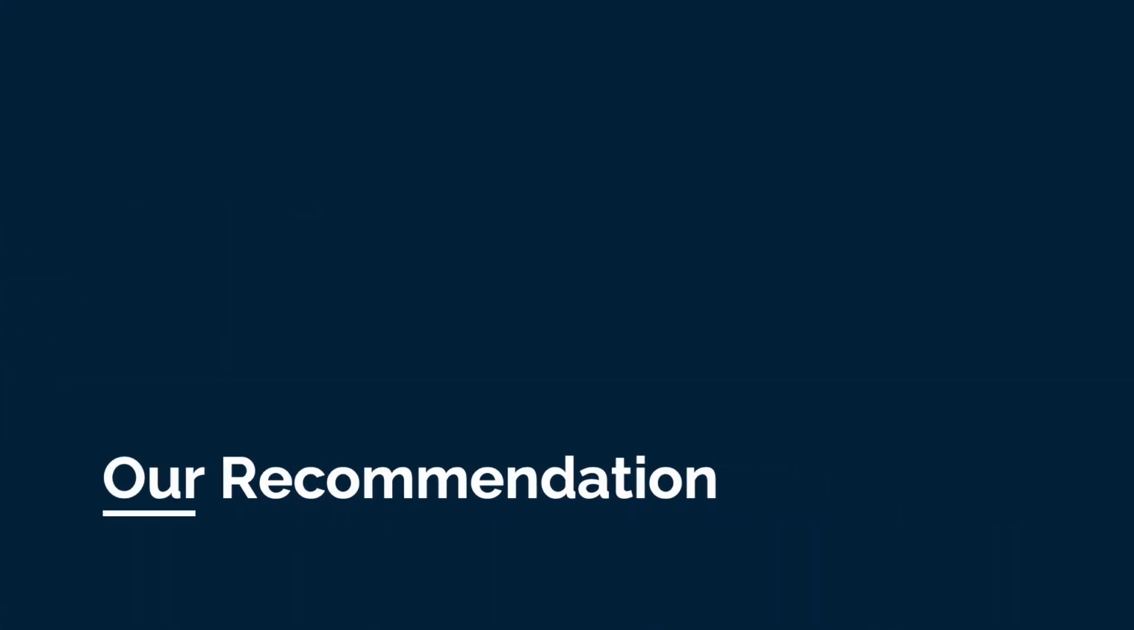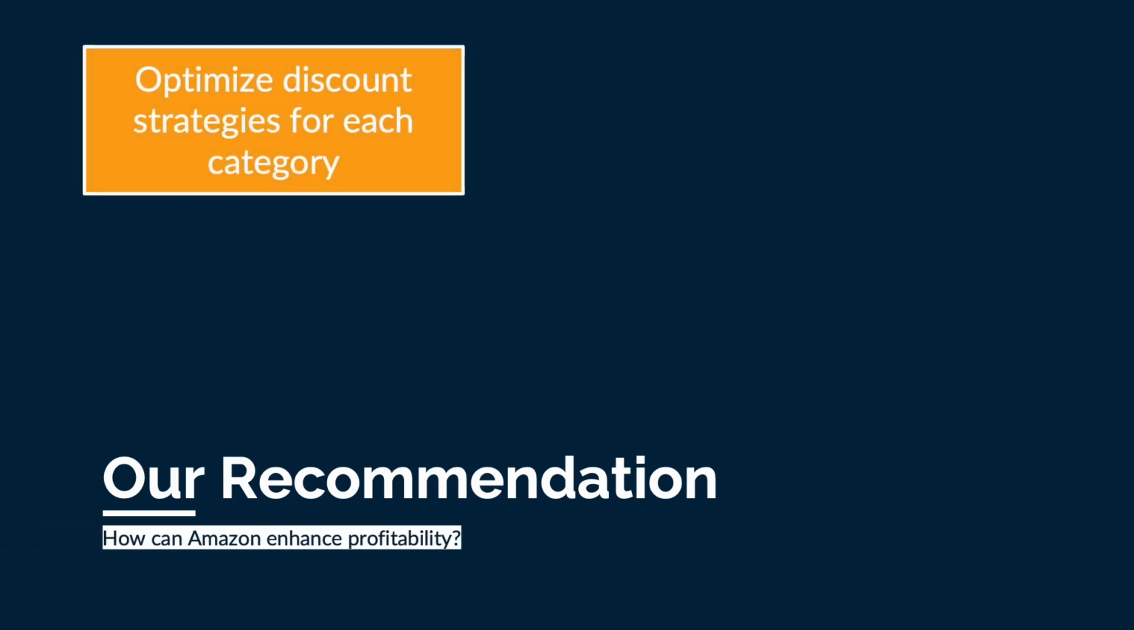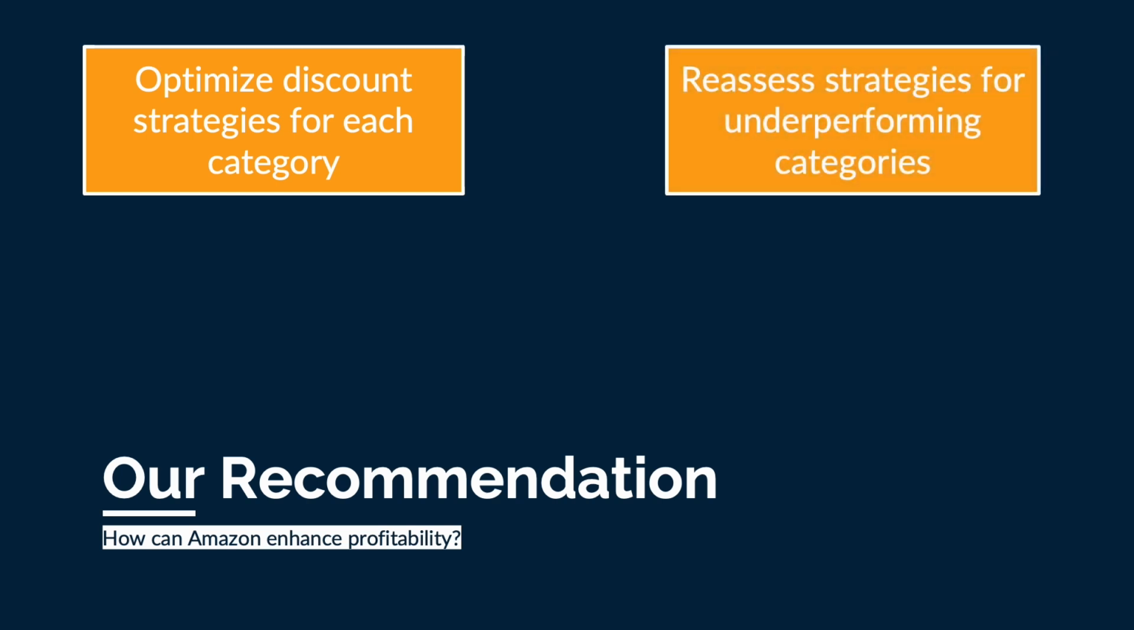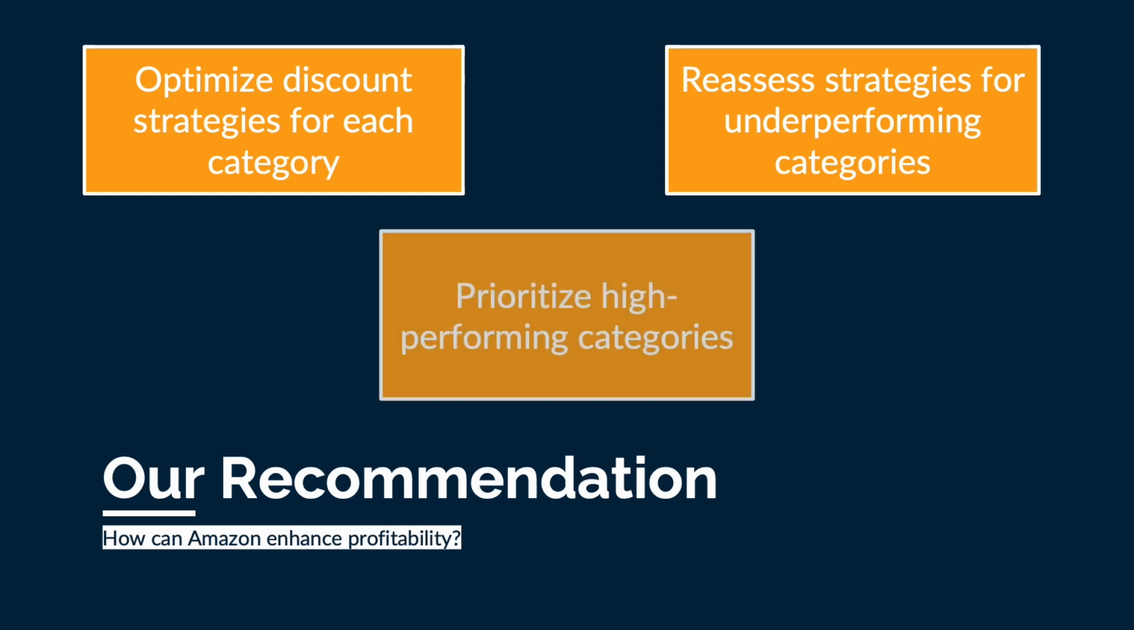Our recommendation for Amazon enhancing their profitability includes optimizing discount strategies for each of the categories, reassessing strategies for underperforming categories such as furniture, and prioritize high-performing categories such as technology.